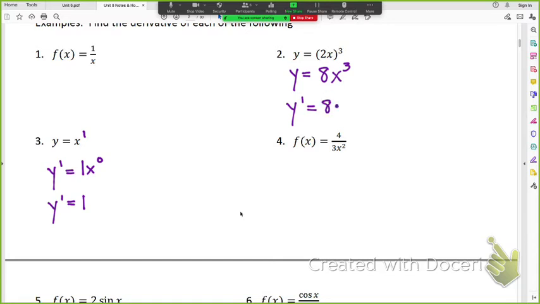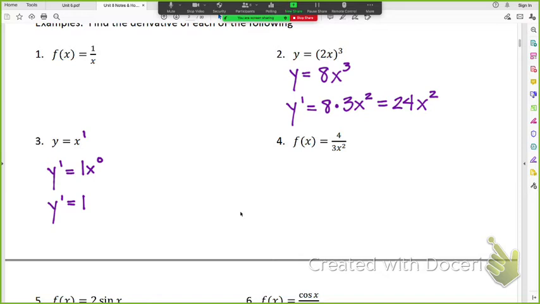Now I'm going to take the derivative, 3x. What do I do with the exponent? Subtract 1. Gives me 2. So my final answer, 24x squared. 8 and 24 is the same problem. Okay?